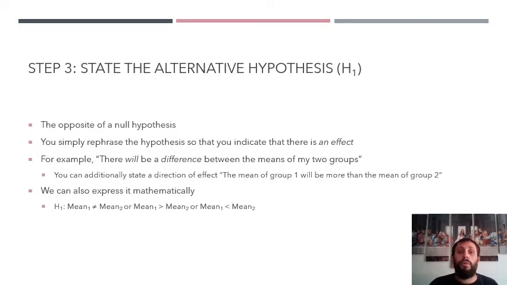Alternatively, we state the alternative hypothesis, which is generally what our general hypothesis is getting at. Now what we're doing is stating that there is some sort of an effect. So we simply rephrase the hypothesis so that there is an effect. So now we're saying there will be a difference in the mean of my two groups. Or you can indicate it in a way that mean 1 will be higher than mean 2. Group 1 will have some higher score than group 2. And this additionally can be expressed mathematically depending on how you do it. So based on my general hypothesis, the alternative hypothesis is going to sound very similar.